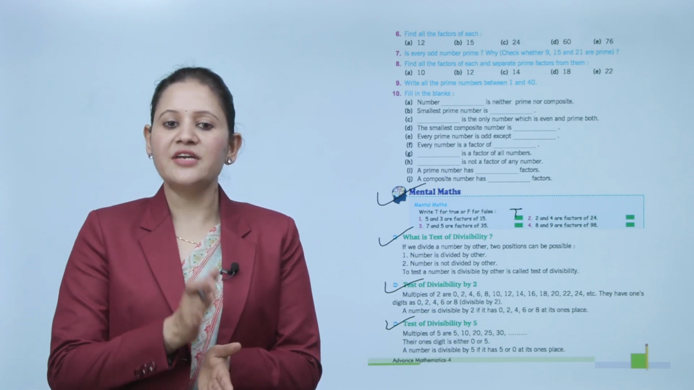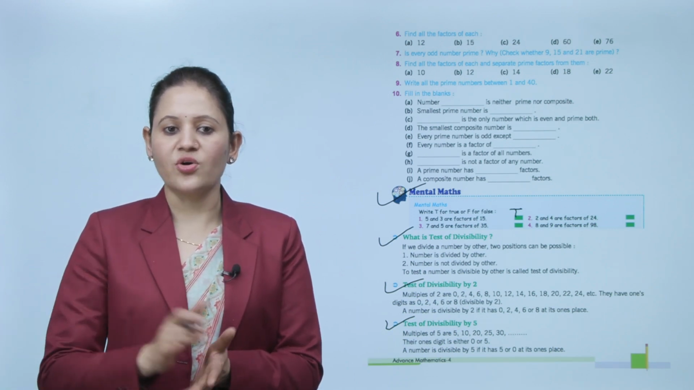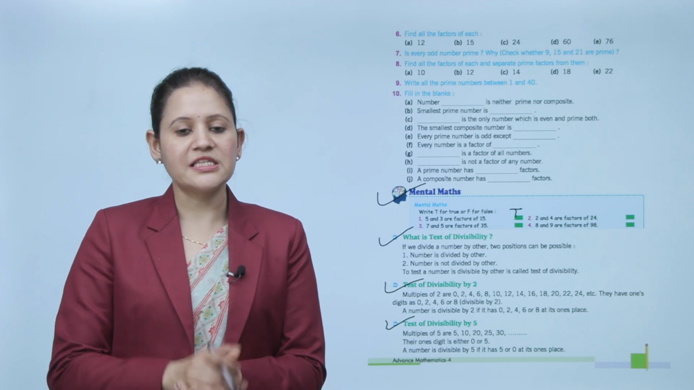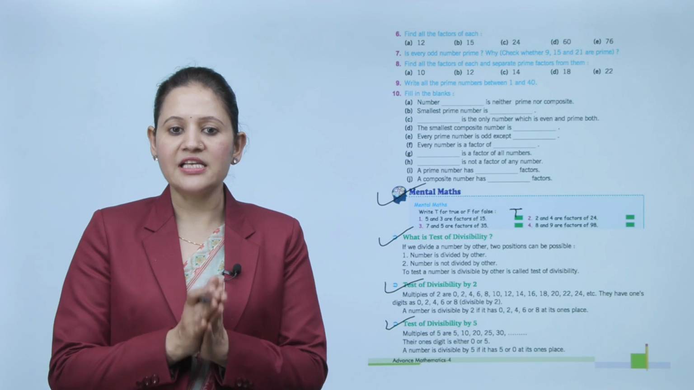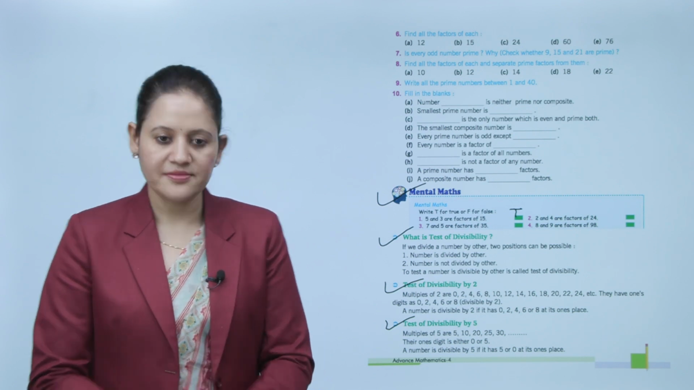Next is the test of divisibility by 5. Multiples of 5 are 5, 10, 20, 25, 30 and so on. Their ones digit is either 0 or 5. So a number is divisible by 5 if it has 5 or 0 at ones place.